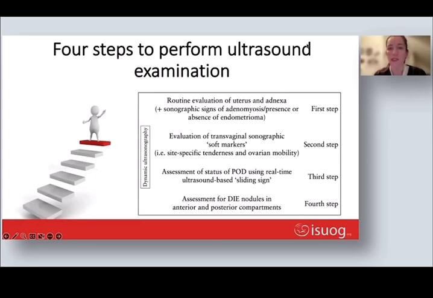The first step is routine assessment of the uterus and adnexa, searching for ultrasound signs of adenomyosis and presence or absence of endometriomas. The next step is the assessment of transvaginal sonographic soft markers, which means that we search for site-specific tenderness and ovarian mobility. And the third step is the assessment of the pouch of Douglas using a real-time ultrasound-based sliding sign. And the fourth step is the assessment of deep infiltrative endometriosis nodules in the anterior and posterior compartments.